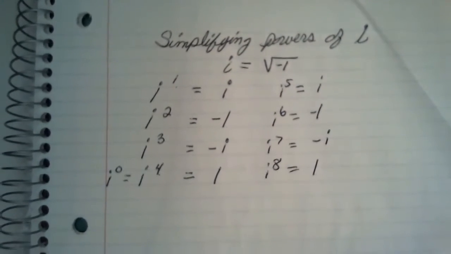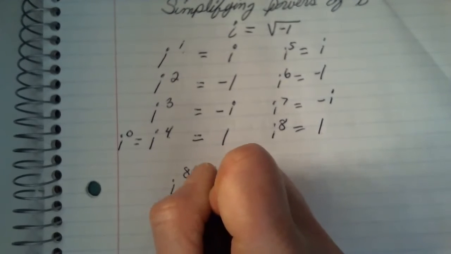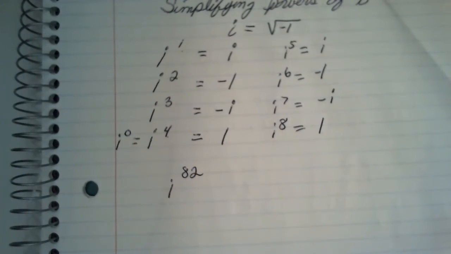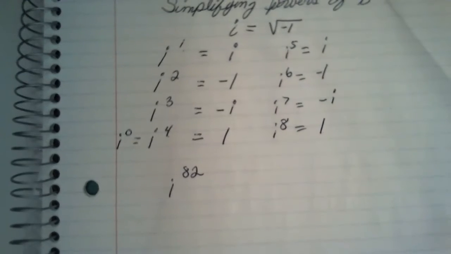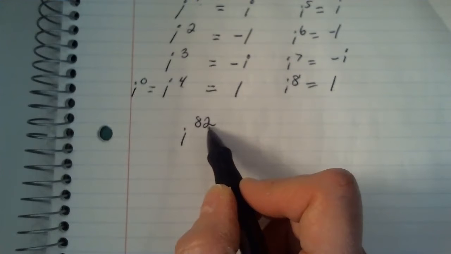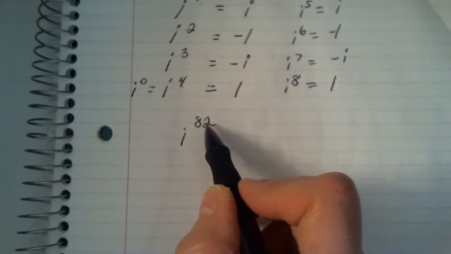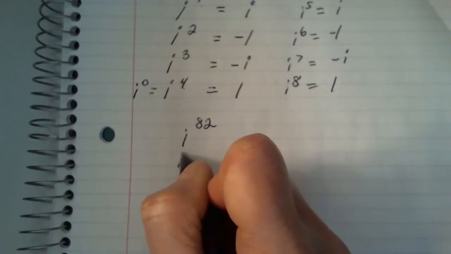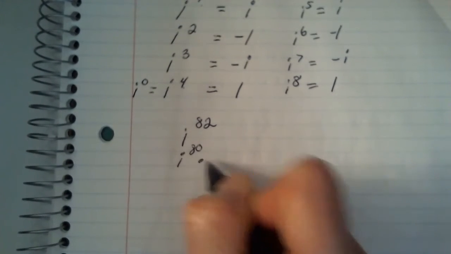So if I have an i value to like the 82nd power, and I want to find the value of that, there's a couple different methods I could use. The first method is I could count back till I get to a multiple of 4. 4 can't go into 82, 4 can't go into 81, but 4 can go into 80. So I could separate this into being i to the 80th power times i to the second power.